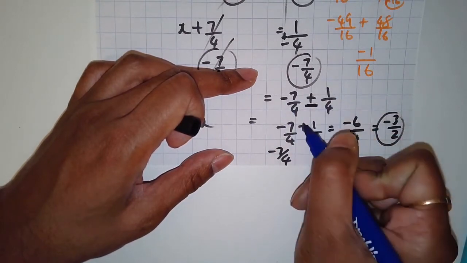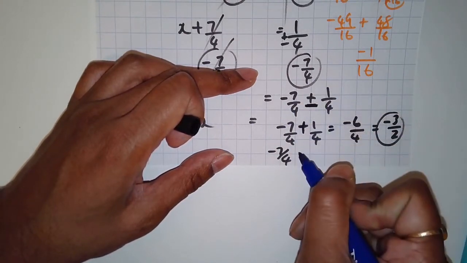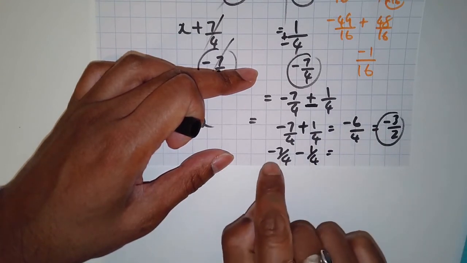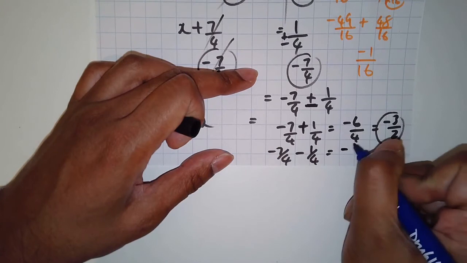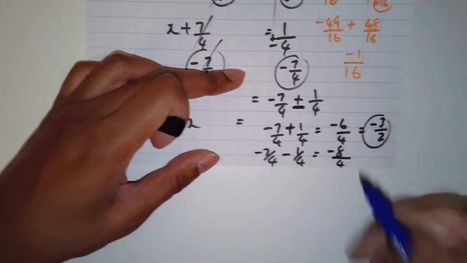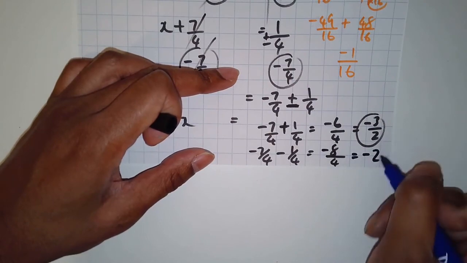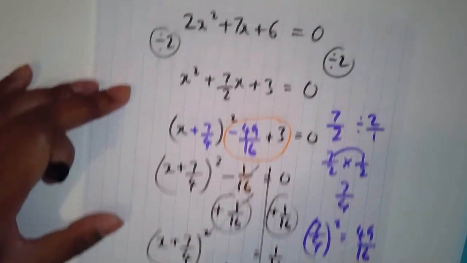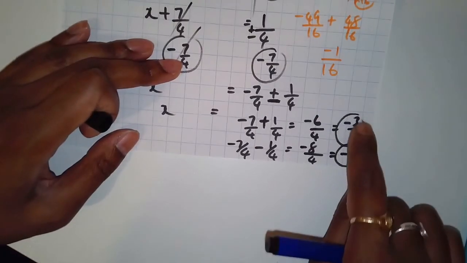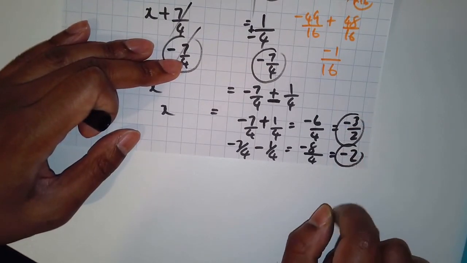This time take away, instead of plus, this time we'll use a take away a quarter. Minus 7 take away 1 is minus 8. Same denominator. Minus 8 over 4. 8 divided by 4 is 2. Minus 2. Those are my two answers. So when I've solved this now, I've got myself two different answers, two values of x.